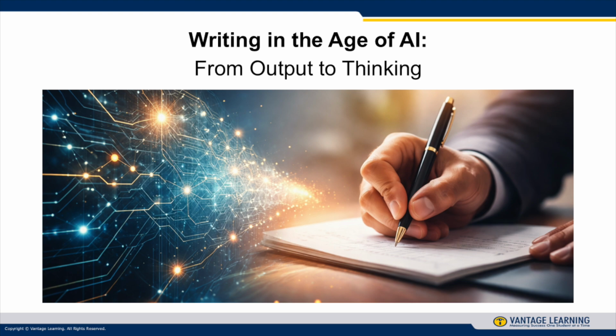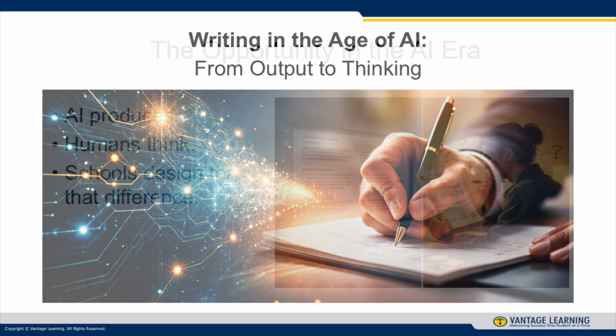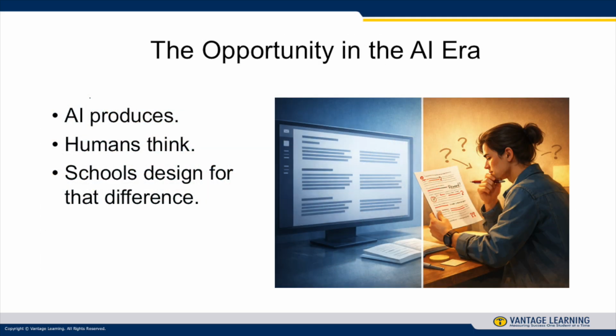In the age of AI, the shift is clear. We move from output to thinking. AI can generate text, but it cannot independently reason with purpose. It cannot weigh values. It cannot justify decisions with ownership. This is the opportunity. If AI produces writing, then schools must elevate cognition.